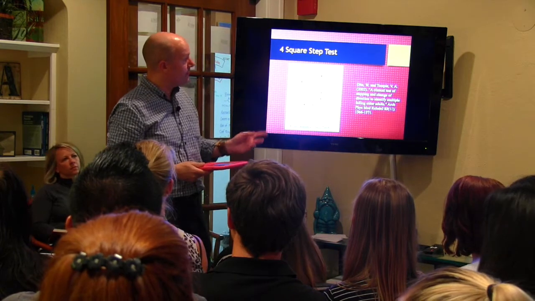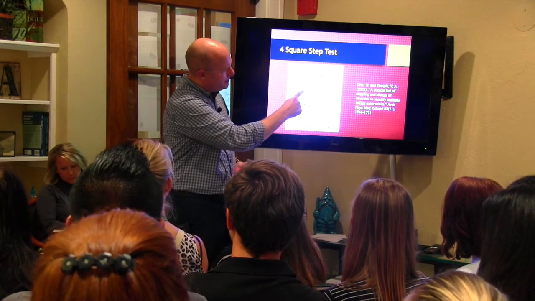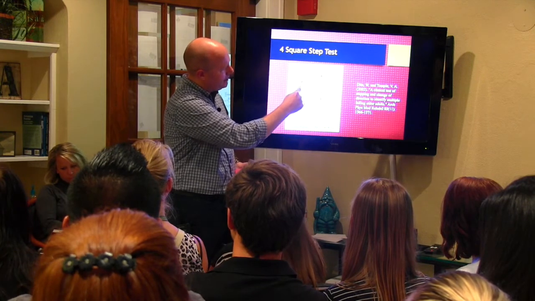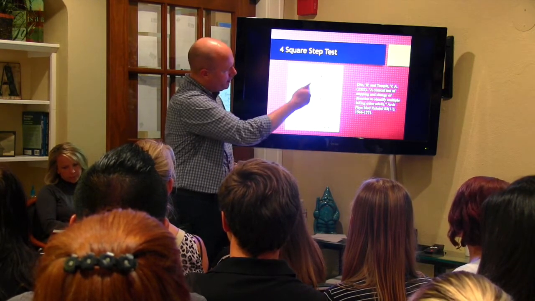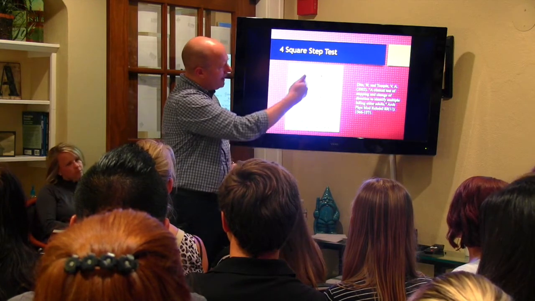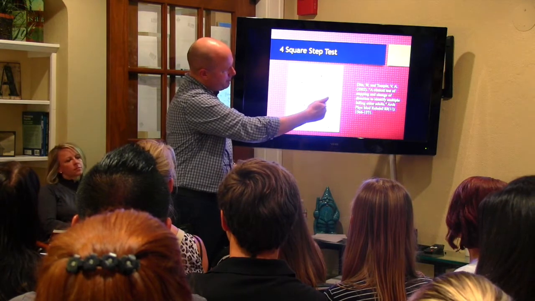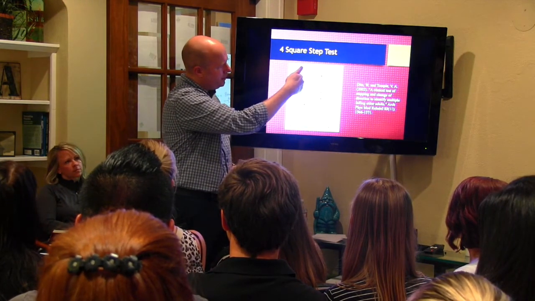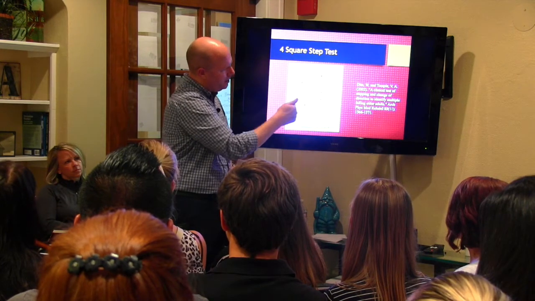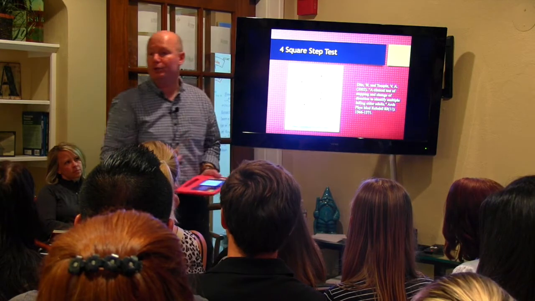The four-square step test is a nice step test that looks at the ability of the person to start in one grid. Basically, you put four canes down on the floor, and they start in this one coordinate right here. They step forward, they step sideways, they step back, they step sideways the other direction, then they step sideways back here, step forward, step sideways, and step back, and then you time that.